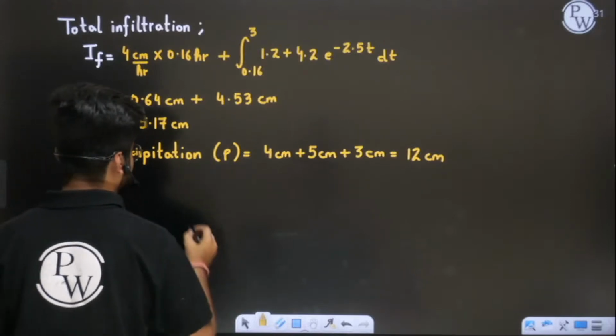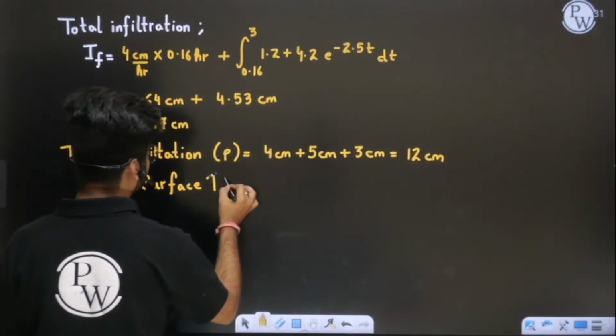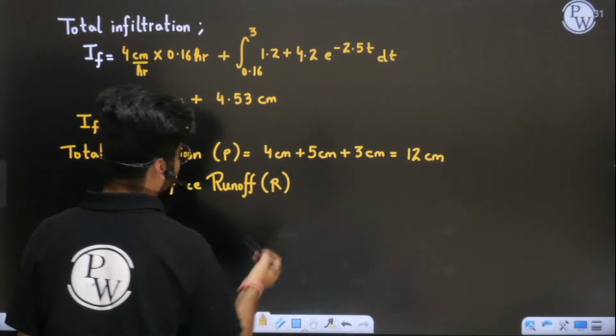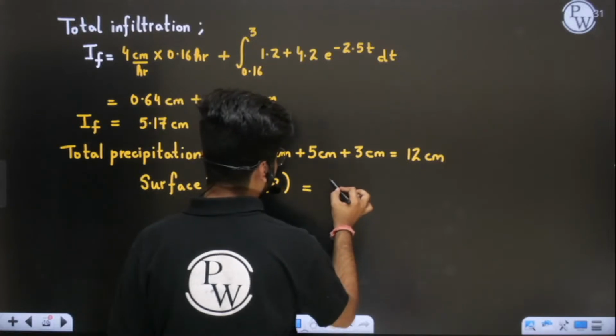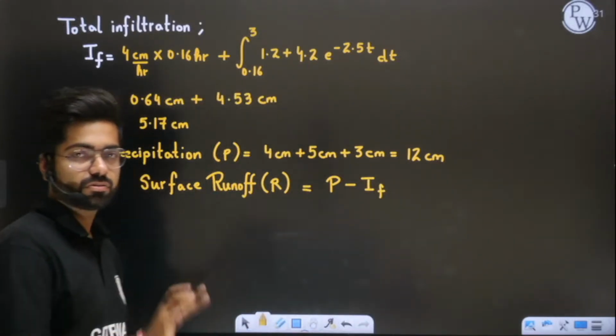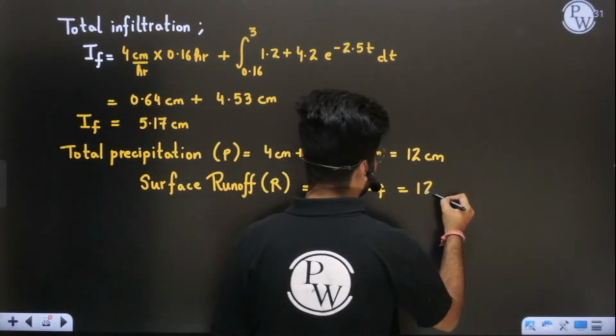So if you want to estimate the surface runoff, you should appreciate the fact that we have to subtract infiltration from total precipitation. Yes or no? From this total precipitation, you have to subtract infiltration. Tell me how much you are getting here.